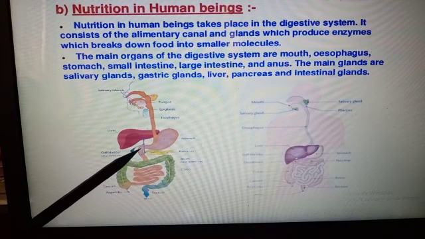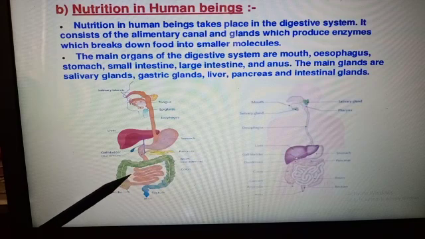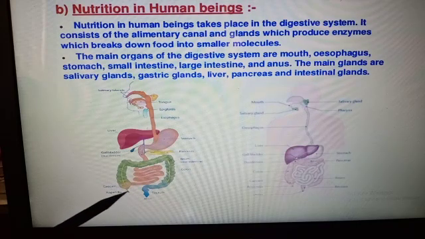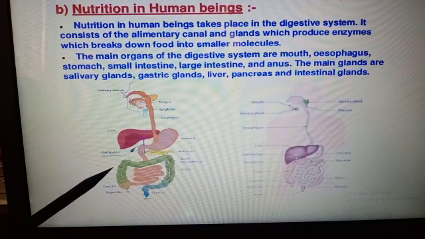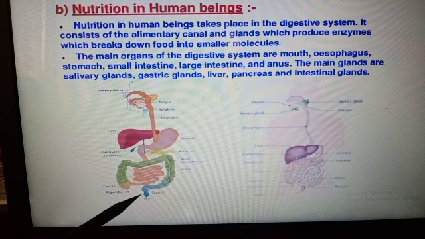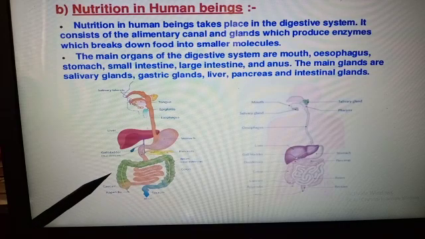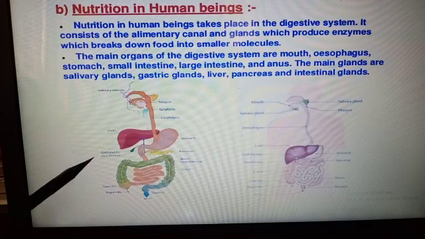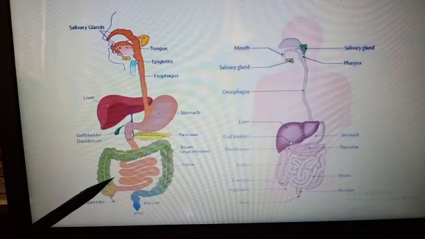Half-digested food from the stomach comes to the intestine, and the intestine digests the entire food. Some undigested food which is left behind has to pass through the large intestine, through the ascending colon to the descending colon, and through the rectum and anus. So let us begin with a total explanation of the digestive system.